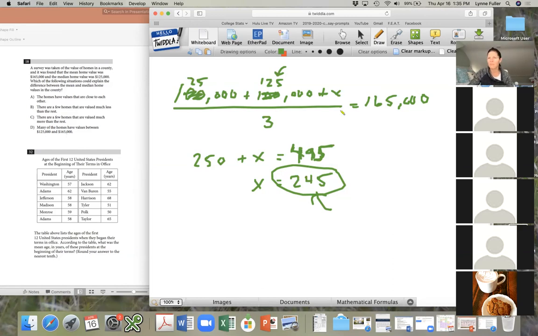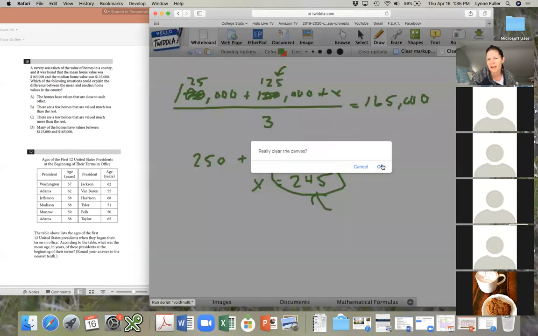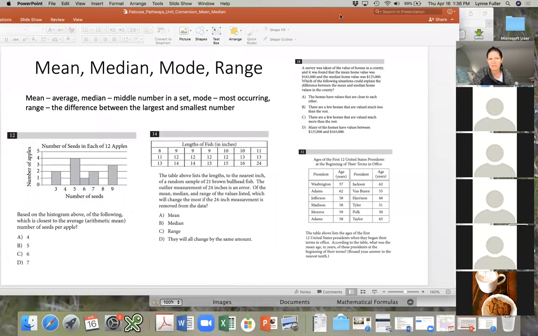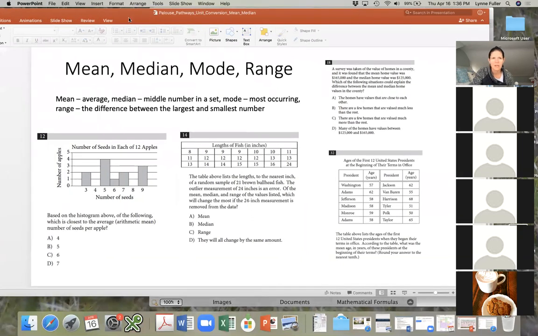Well, if I added more houses into this and more unknowns, I could have one house that's worth $1 million, but the average comes down to 165 because there's a lot of houses that are worth significantly less than that. So there, I would say my answer is C. There are a few homes valued much more than the rest that are causing that average to be much higher. Okay, so I think you're getting a sense of mean, median, mode, and range here.